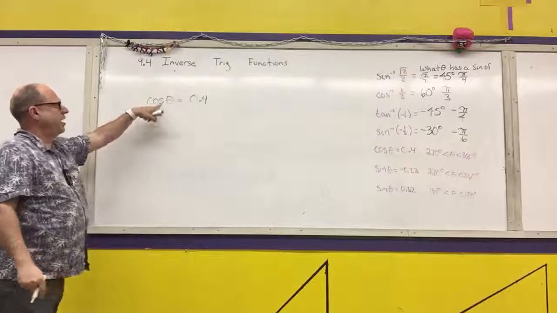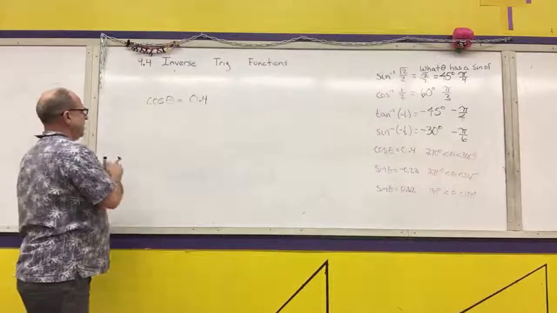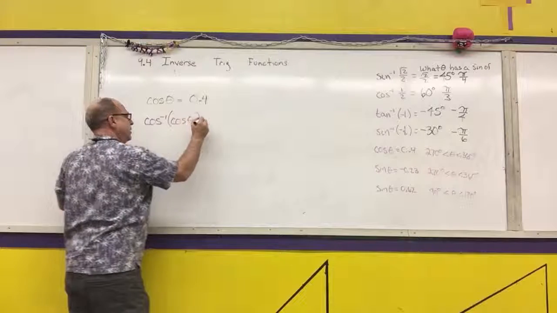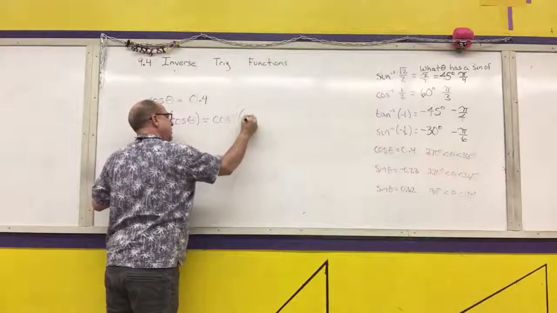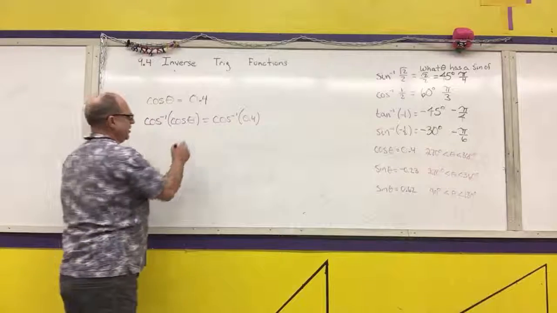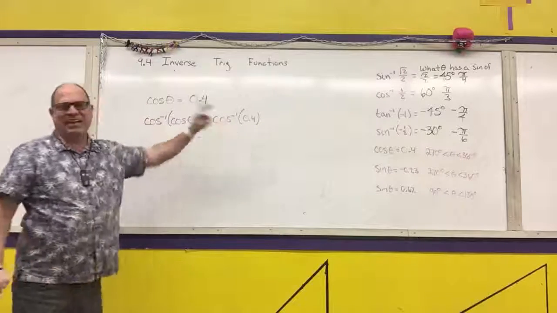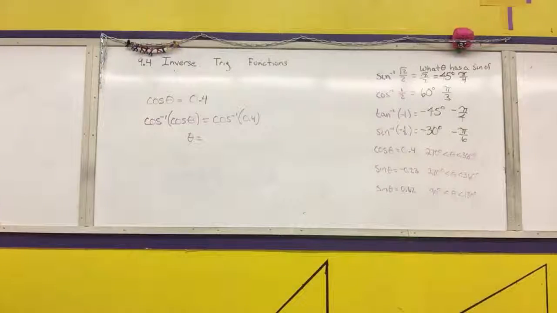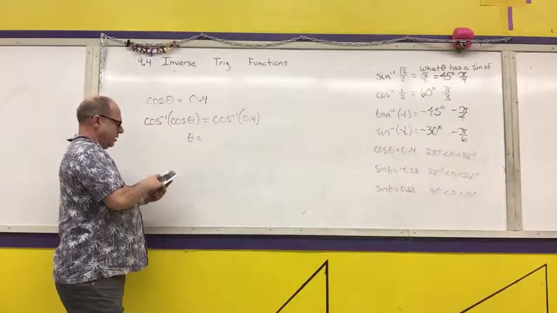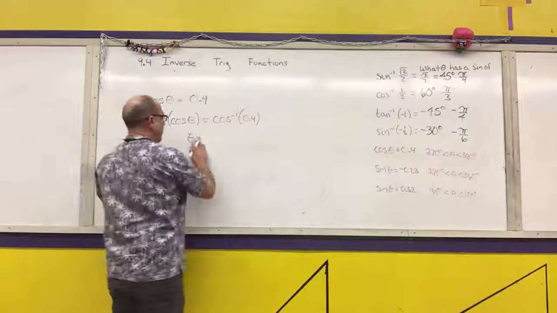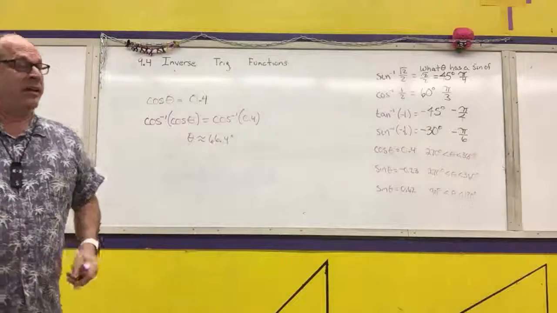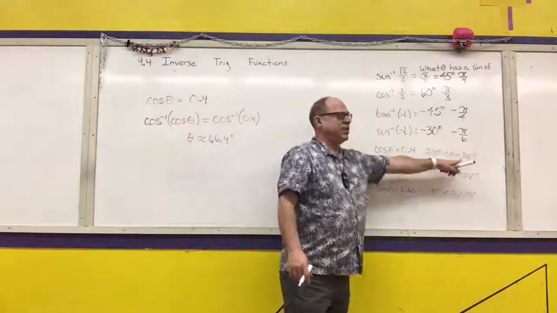I don't want the cosine of theta, I just want the angle theta. So what I'm going to do is take the inverse cosine of both sides. Okay? A function and its inverse performed consecutively cancel each other out. And now I put that into my calculator. Let's do this one in degree mode because they gave me my restriction in degree mode. So I'm going to take the inverse cosine of 0.4, and it gives me approximately 66.4 degrees.